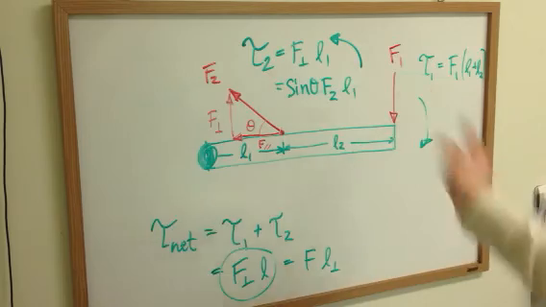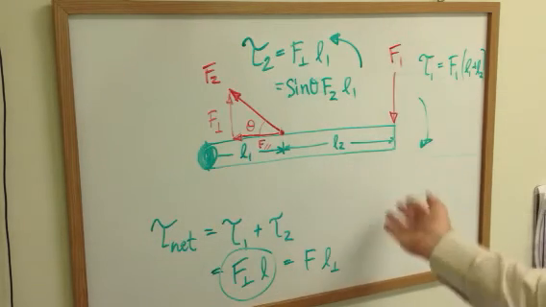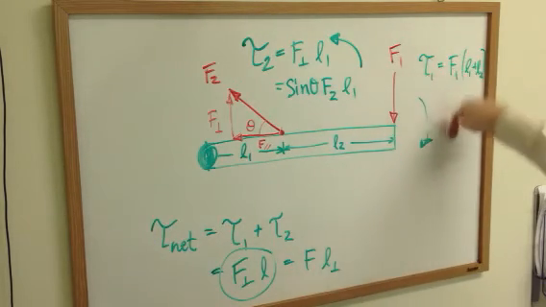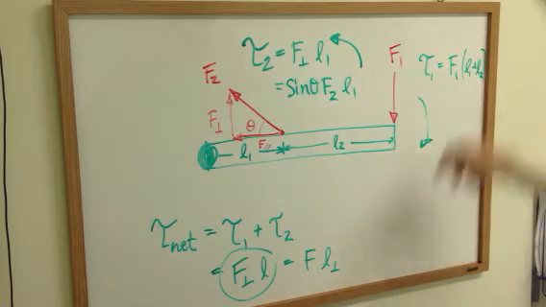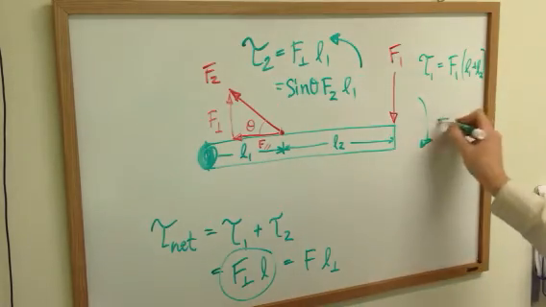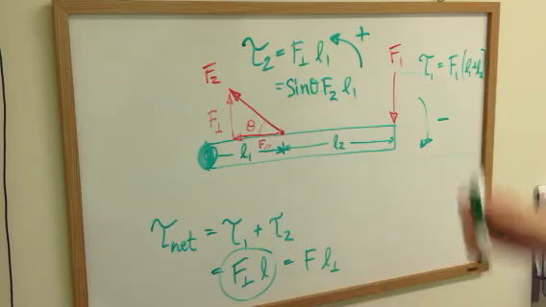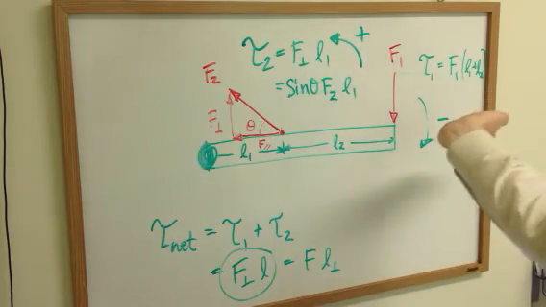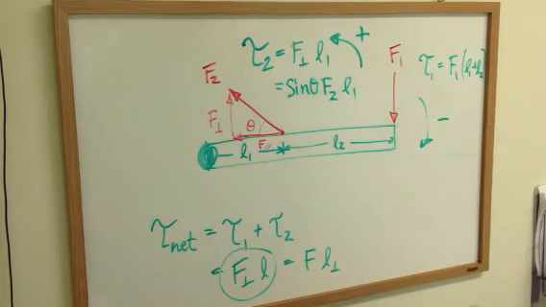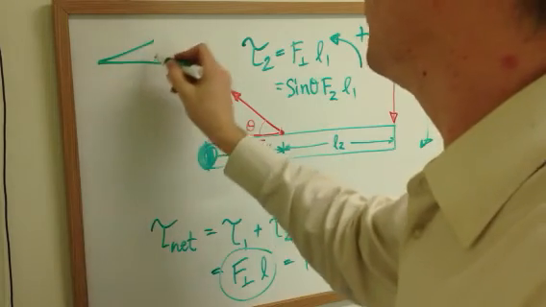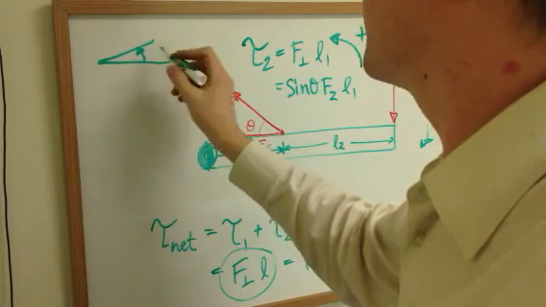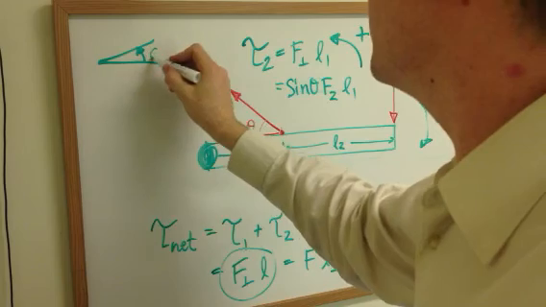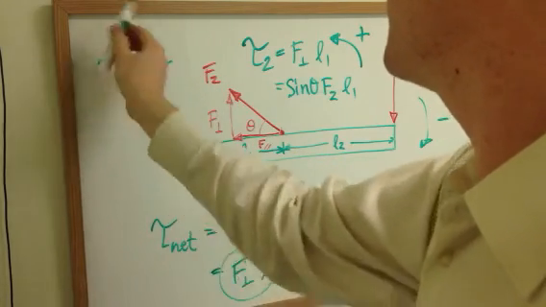A negative torque would be in this direction; this direction is negative, this direction is positive for torques. Counterclockwise, to be consistent with trigonometry, where we consider these as positive angles.